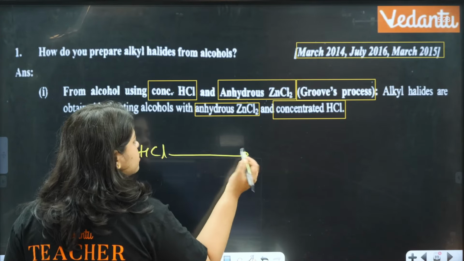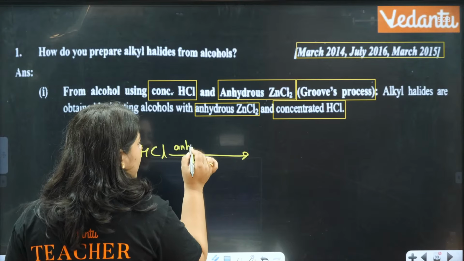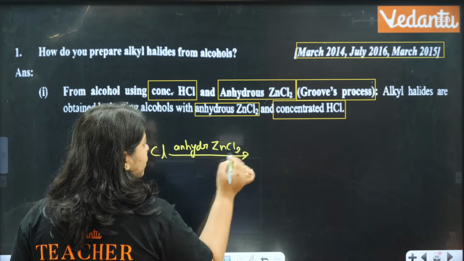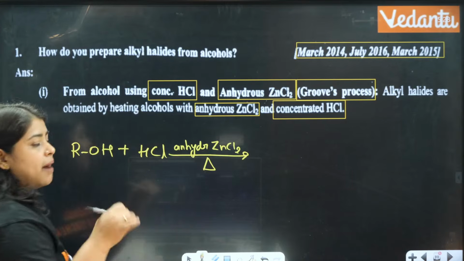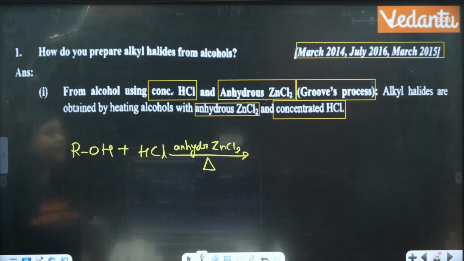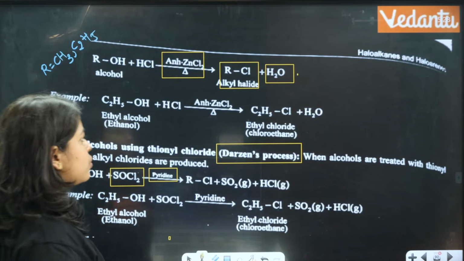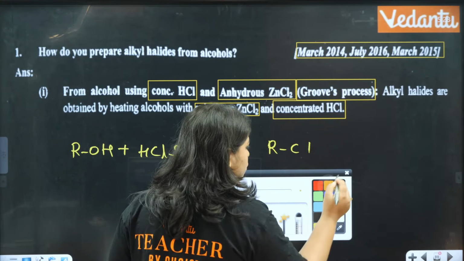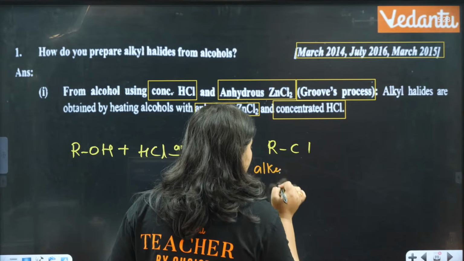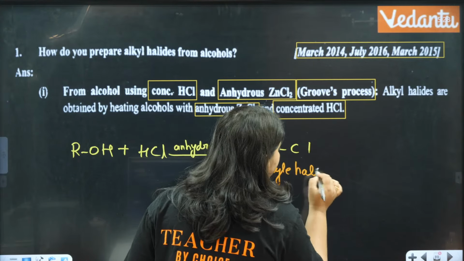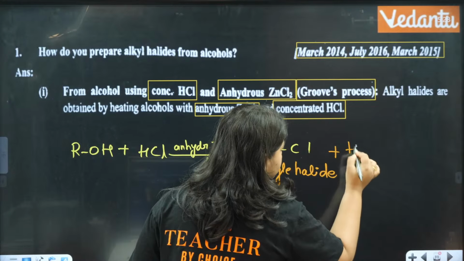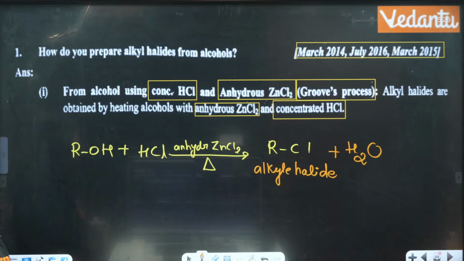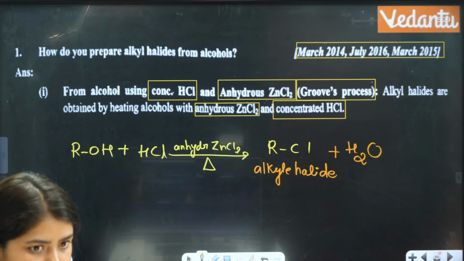But in the presence of what? In the presence of anhydrous ZnCl2 by heating it. By heating it, what we will get is RCl, that is also called an alkyl halide. We get RCl, and that is also called an alkyl halide. That is what we are finding, right? Alkyl halide plus H2O is the reaction we are going to get. Clear? Understanding, everyone?